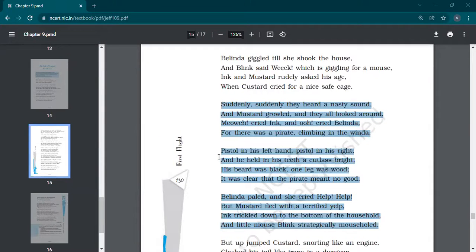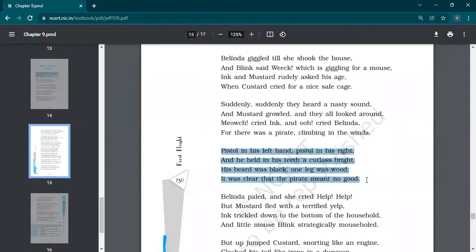Up to here we had read. Pistol in the left, pistol in the right, and he held in his teeth a cutlass bright. Cutlass is that small sword. Fine, his beard was black. One leg was wooden. Fine. It was clear that the pirate meant no good. Up to here we have read.